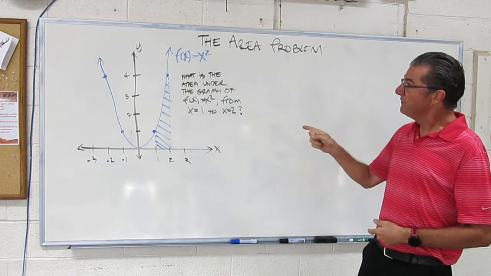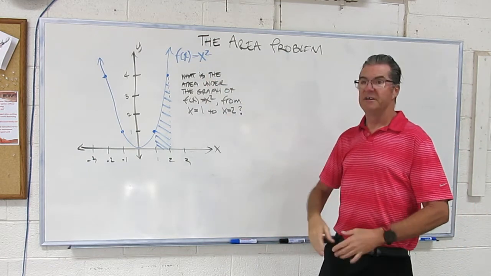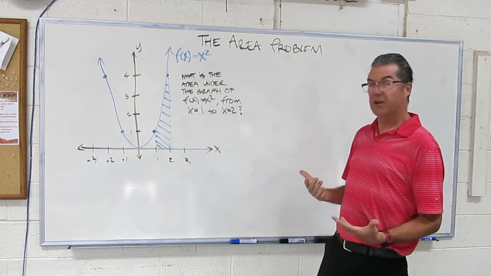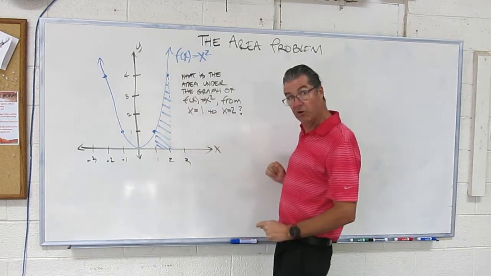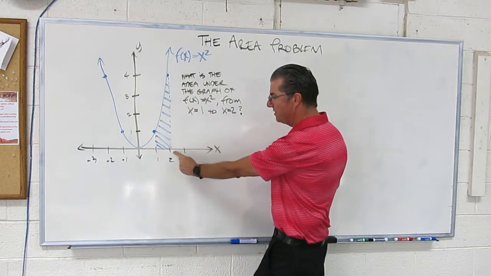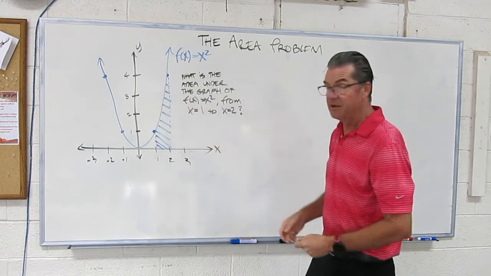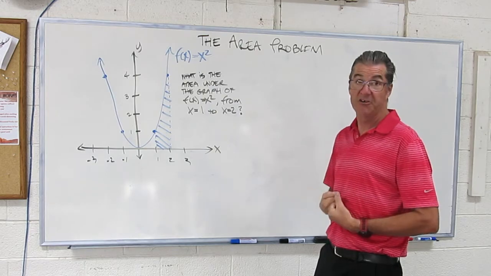So here's an interesting question. I have a graph of f of x equals x squared. This is the mother parabola. All parabolas are related to this one. And here's a question that I'm going to ask. What is the area under the curve from x equals 1 to x equals 2? So I've shaded in that area there, and we're going to ask the question, what is that area? How might we calculate it?